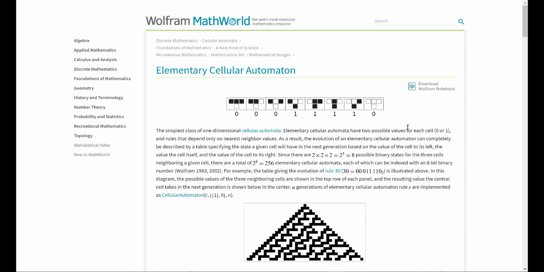We're going to start our journey with cellular automata by looking at one-dimensional systems first. This webpage, Wolfram MathWorld, is one of the best resources, in my opinion, out there to get started with the concept of cellular automata.